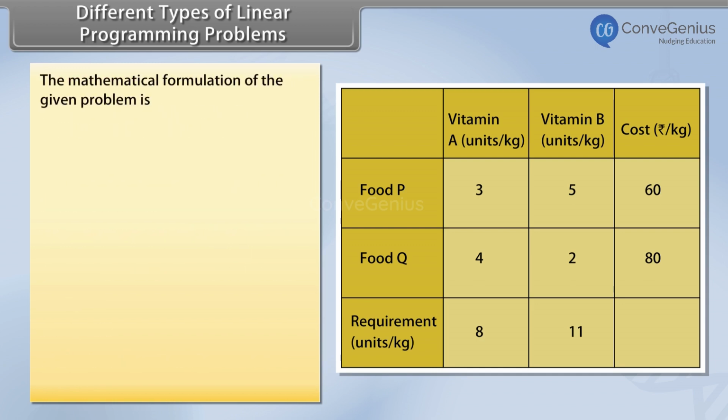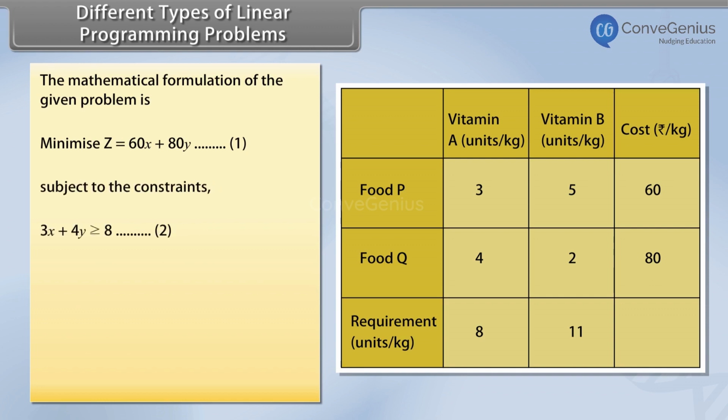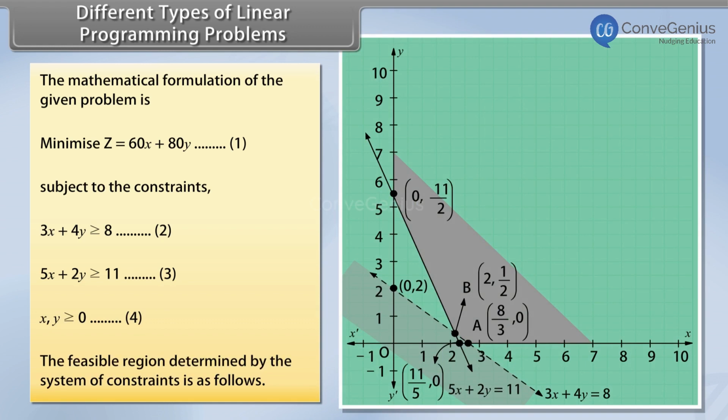The mathematical formulation of the given problem is minimize Z equals 60x plus 80y. Mark it as equation 1. Subject to the constraints 3x plus 4y is greater than or equal to 8. Mark it as equation 2. 5x plus 2y is greater than or equal to 11. Mark it as equation 3. x, y is greater than or equal to 0. Mark it as equation 4. The feasible region determined by the system of constraints is as follows.